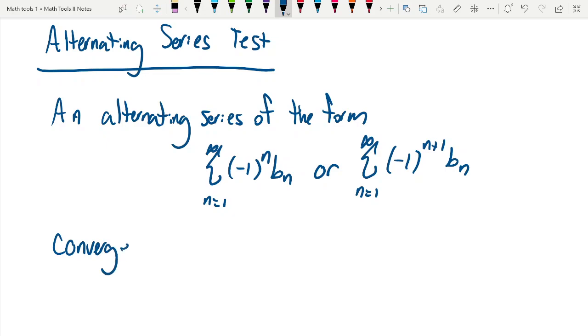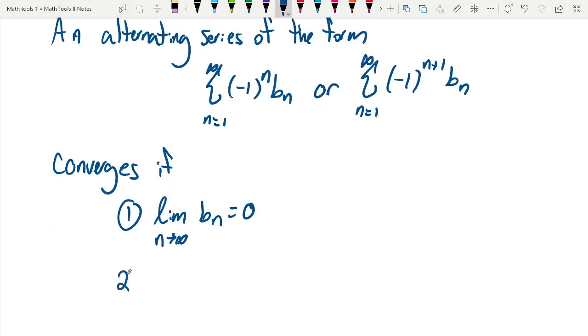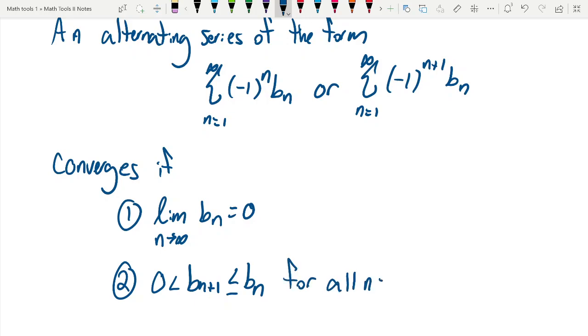converges if step 1, you need to have the limit as n goes to infinity of b sub n be equal to 0, right? So that's just something we always need to have. And then 2, 0 is less than b sub n plus 1 is less than or equal to b sub n for all n is greater than or equal to 1. Okay.